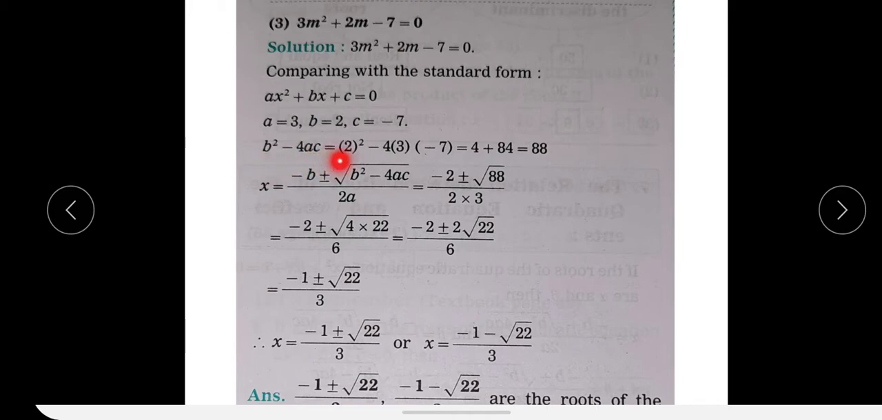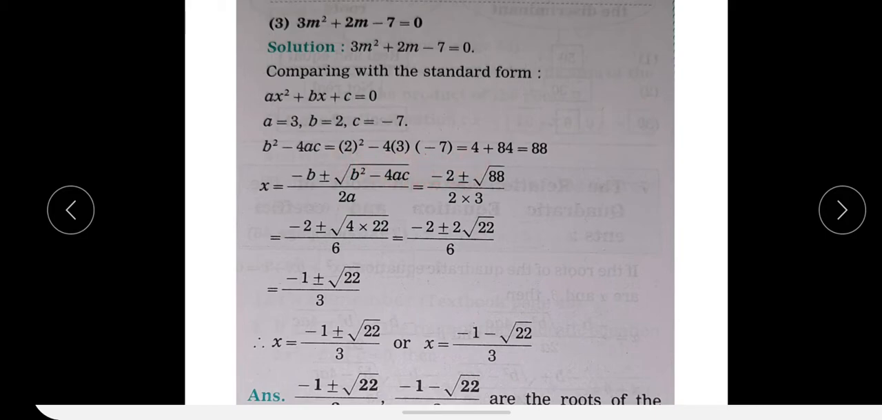Then find out the value of b square minus 4ac separately. B square is 2 square, minus 4 as it is. A is 3 and C is minus 7. Write down this minus 7 and 3, both terms, in the brackets. Then the answer is 4.